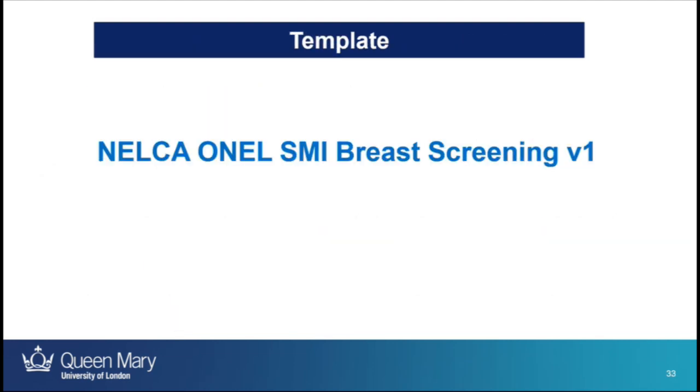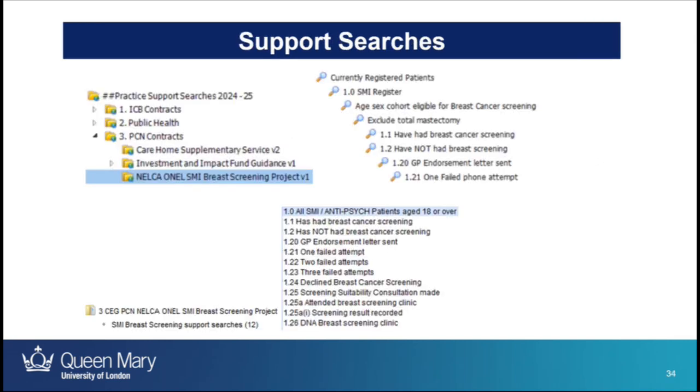The template to use for this is already available, but like I said, you don't need to start using this or the searches at the moment until your PCN is contacted by the Cancer Alliance team. And this is version 1. And then you do have support searches available as well here in both EMIS and System 1.